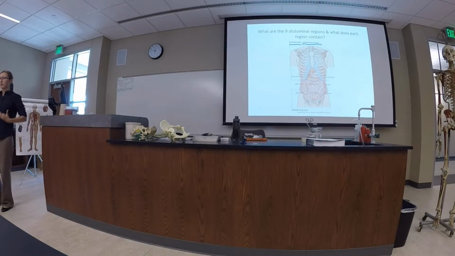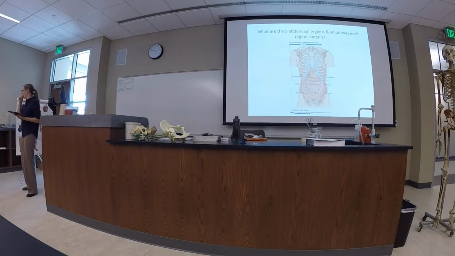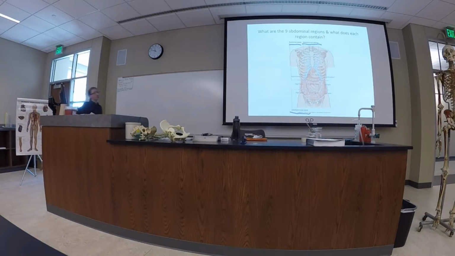just below that lowest point of rib 10. And then the intertubercular plane runs between the iliac crests.